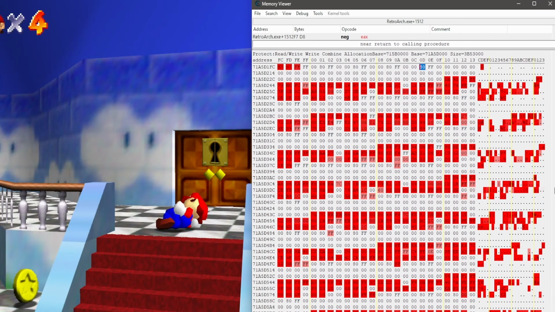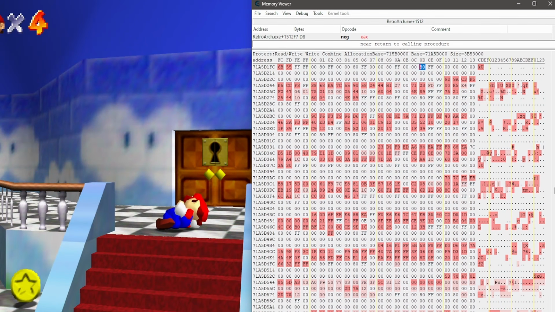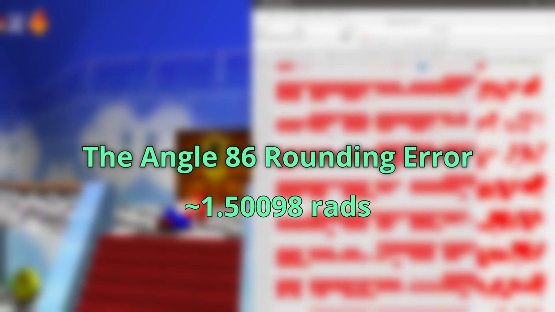In the way that Super Mario 64 uses floating point values, there is a known rounding error that can happen when you call this rotation function with an input value of 86, or about 1.5 in radians.